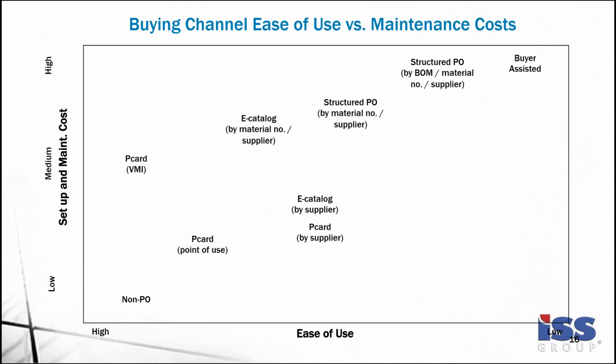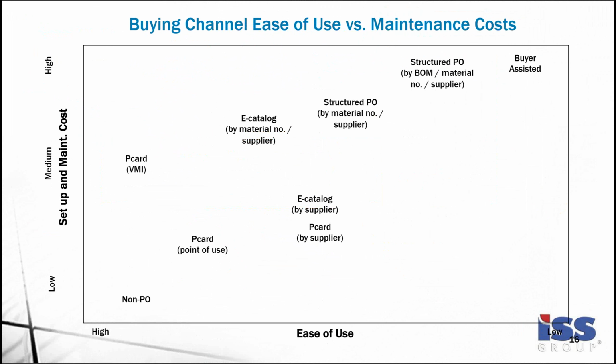Now this is the last one in the channel analysis. You can see the vertical has setup and maintenance cost between low, medium, and high, and the ease of use on the horizontal from high to low. And you can see where each channel fits. Buyer assisted, for example, is easy to use. No, it's the reverse. Is not very easy to use. Buyer assisted is a pain in the neck. And the setup cost is high. You have to hire the buyer, and nobody ever has enough of them, and they're always too busy, so the ease of use is very low.